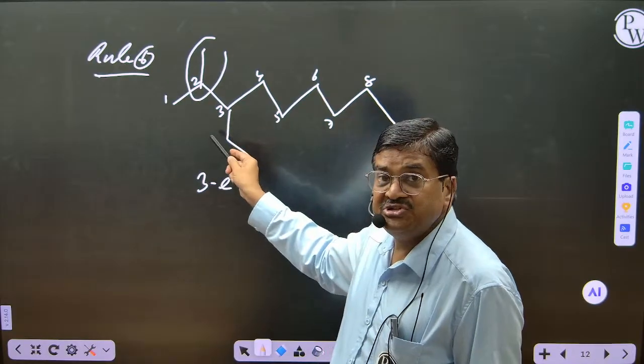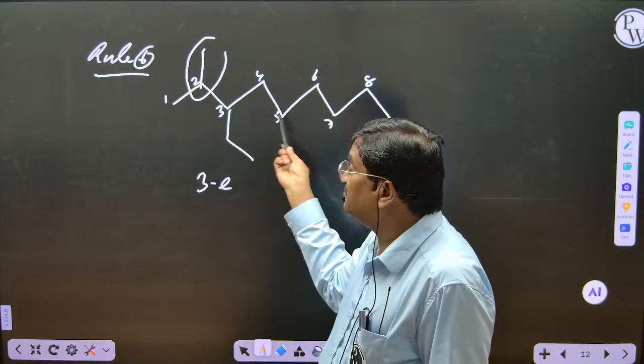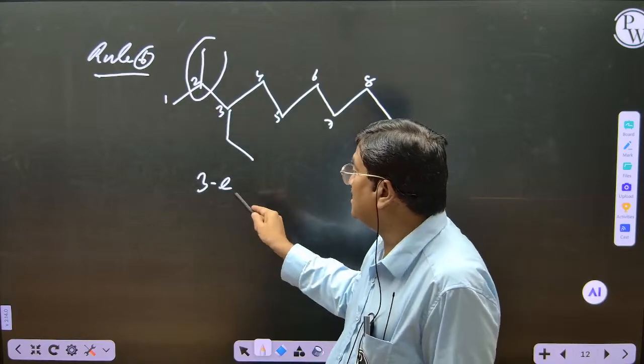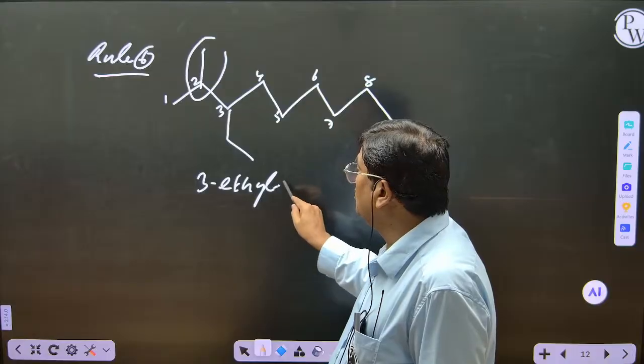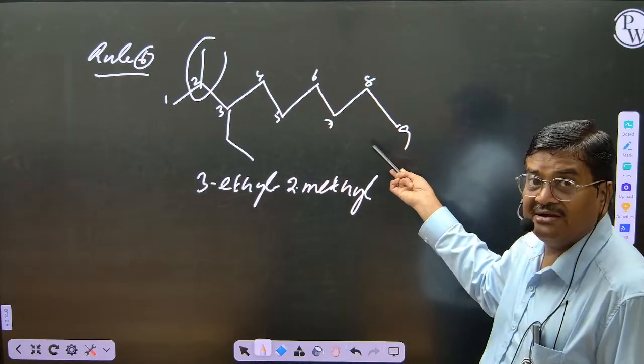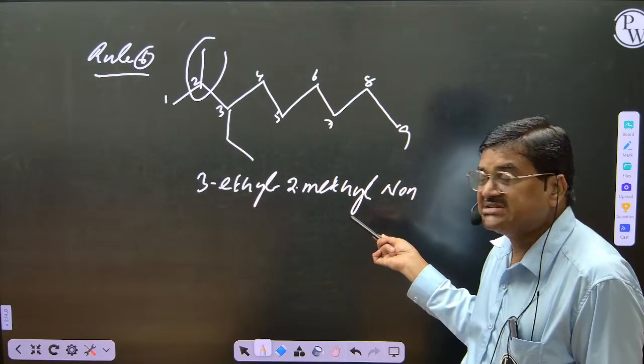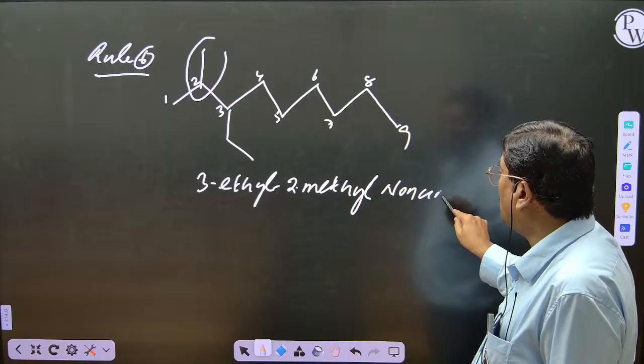Methyl. So what do you call here? 3-ethyl. Even though the position of the third carbon is higher and the number 2 is lower, you have to give numbering in what, student? Alphabetical order. So 3-ethyl, 2-methyl. What is the word root? Non. 9 carbons are there, so we call it non. Non followed by what? Suffix. Saturated, no? So we call it nonane.